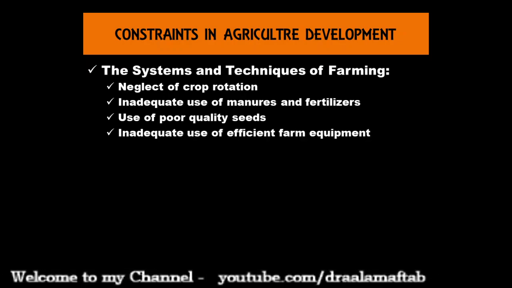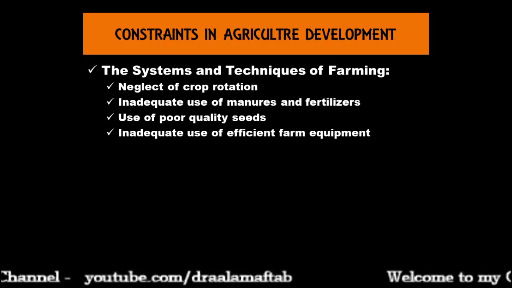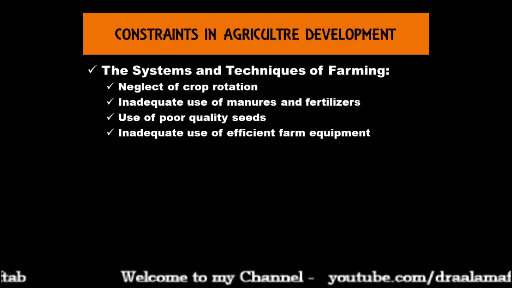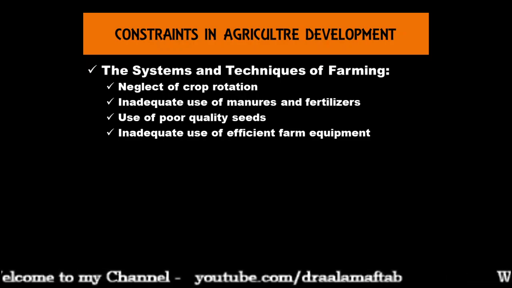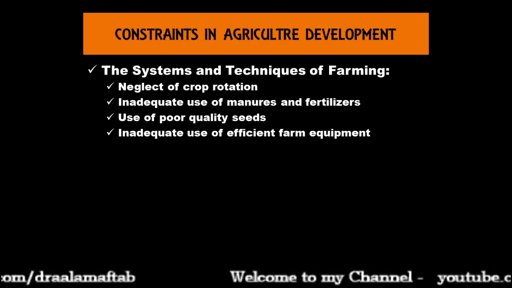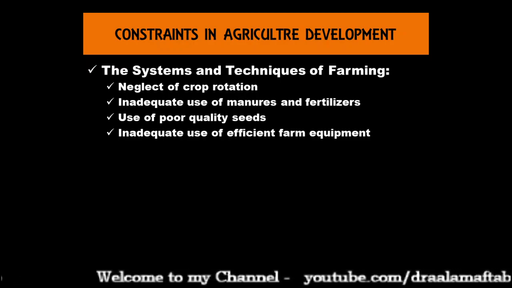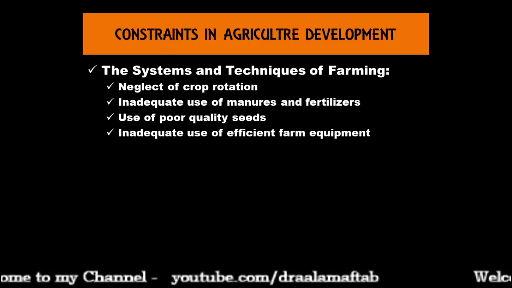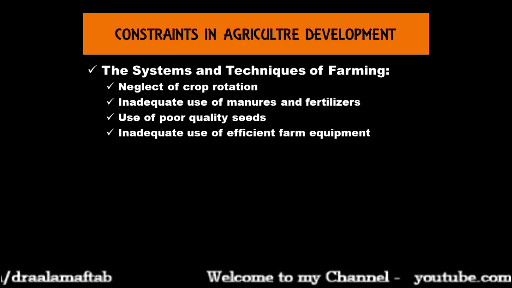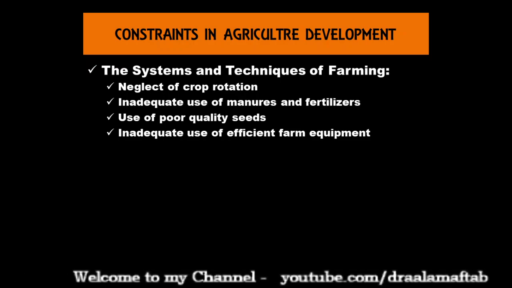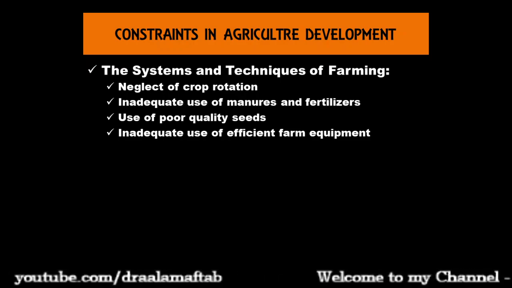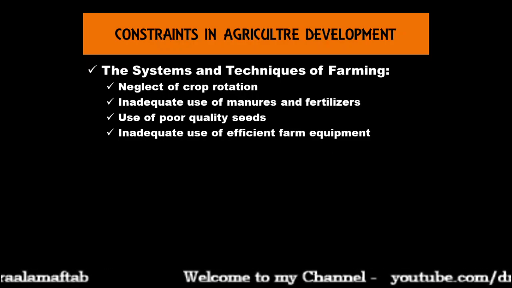Next is inadequate use of efficient farm equipment. The methods of cultivation in most areas of India are still primitive. Most farmers continue to use native plough and other accessories. But the problem is not one of shortage of modern machinery. The real problem is that units of cultivation are too small to implement the use of such machinery.